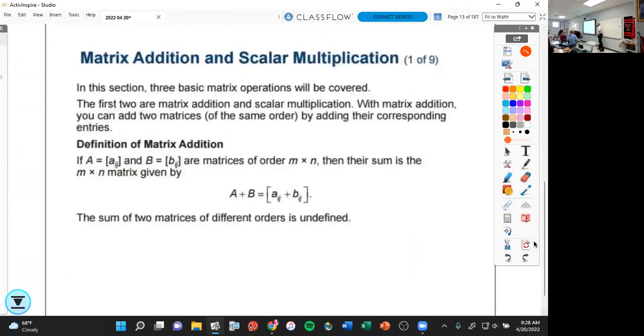Matrix addition. In this section, we're going to do three basic operations. We're going to talk about addition, we'll talk about scalar multiplication, and we'll talk about multiplication. With matrix addition, you can add two matrices, but only if they have the same order. I can add a 2 by 2 and a 2 by 2. I can add a 2 by 3 and a 2 by 3. I cannot add a 2 by 3 and a 3 by 2. Because in order to add matrices, you add like positions in the cells. That make sense? Okay.